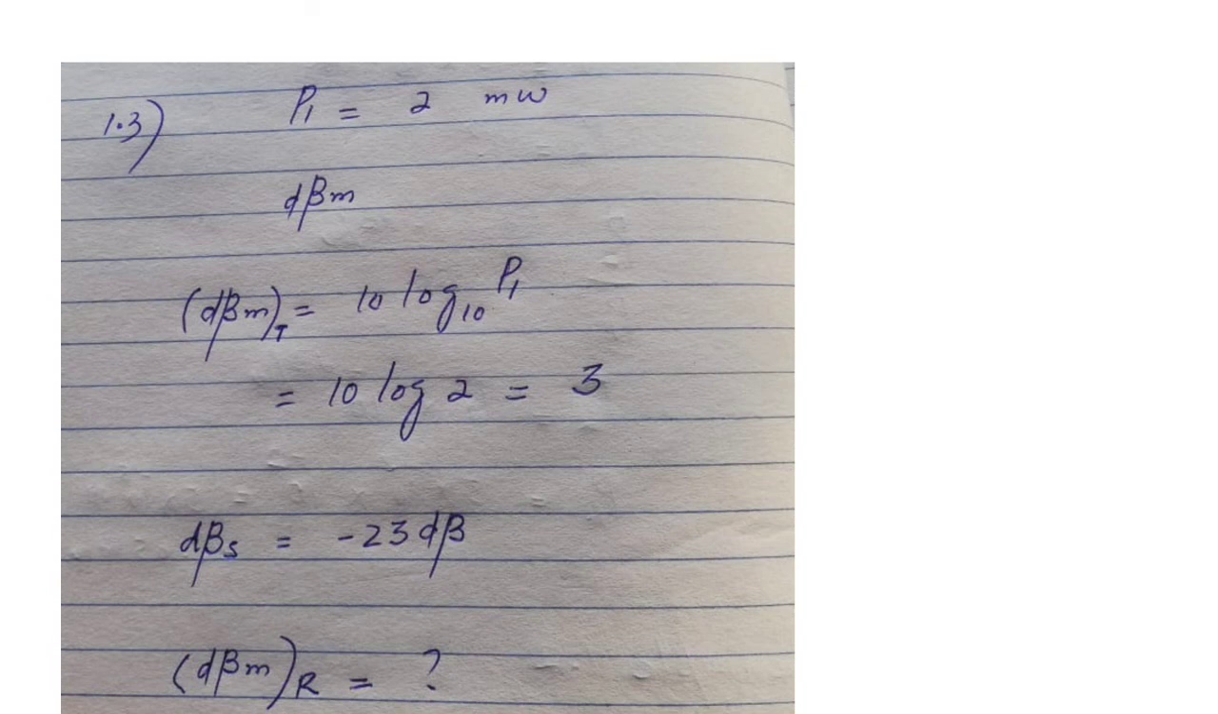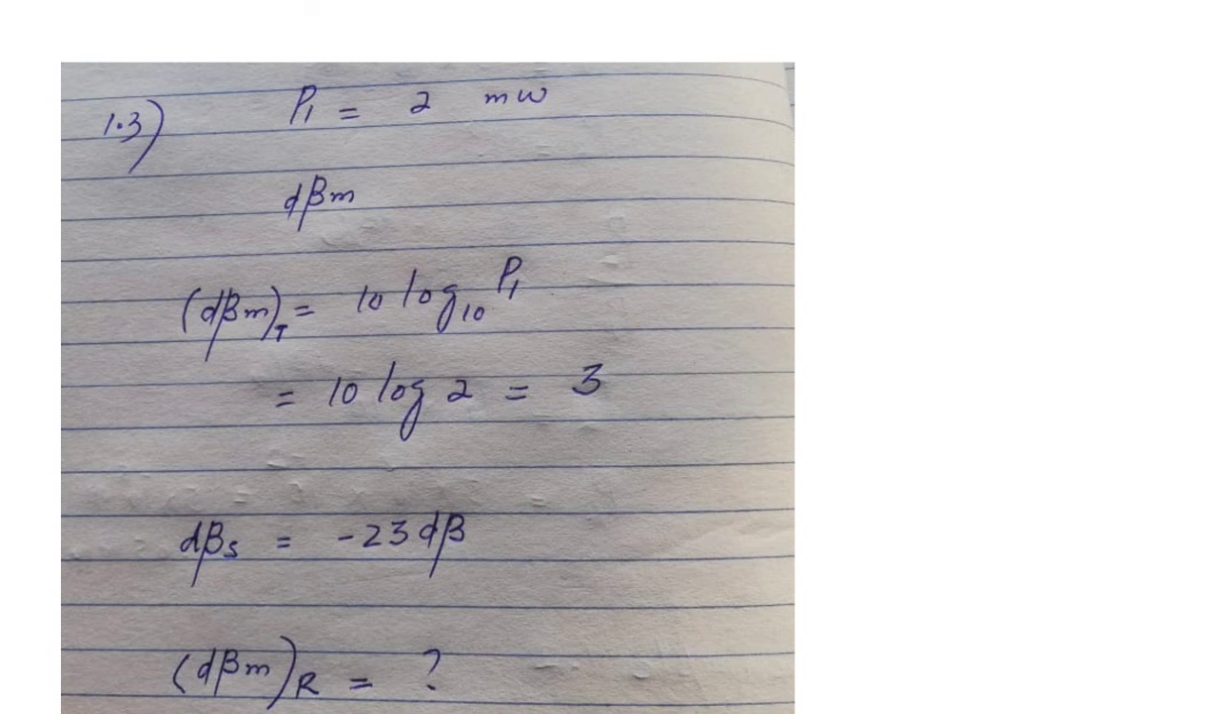So the dBm value of this power will be equal to 10 log of P1. I put the value of P1 in this particular equation, and P1 is 2. So 10 log of 2 will be equal to 3. So the dBm value of this power P1 is 3. This is 3 dBm. This is the decibel value of P1 with reference to 1 milliwatt. So we have calculated the dBm value of P1, which comes out to be 3 dBm.